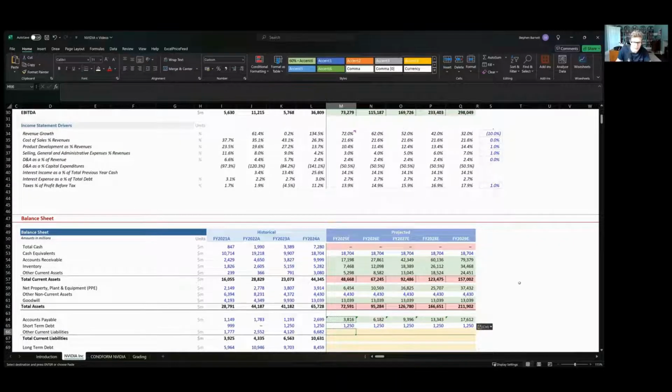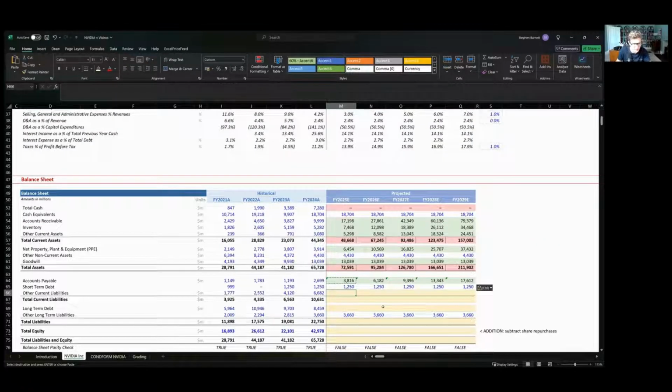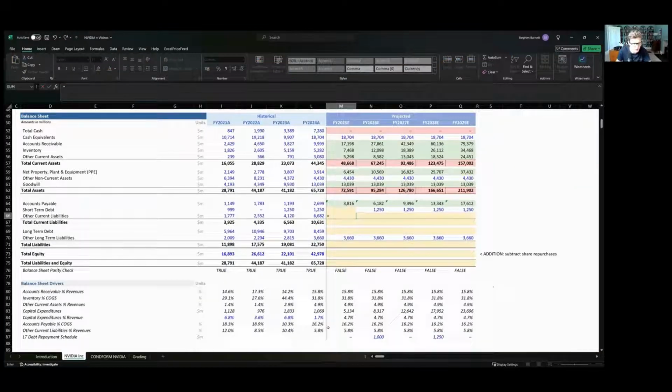Short-term debt, keeping it fixed at 1.25 billion. Let's not change that for now. That would oscillate, but for the purpose of this simple model, we're just going to keep that short-term debt the same. Other current liabilities, let's just take a look.